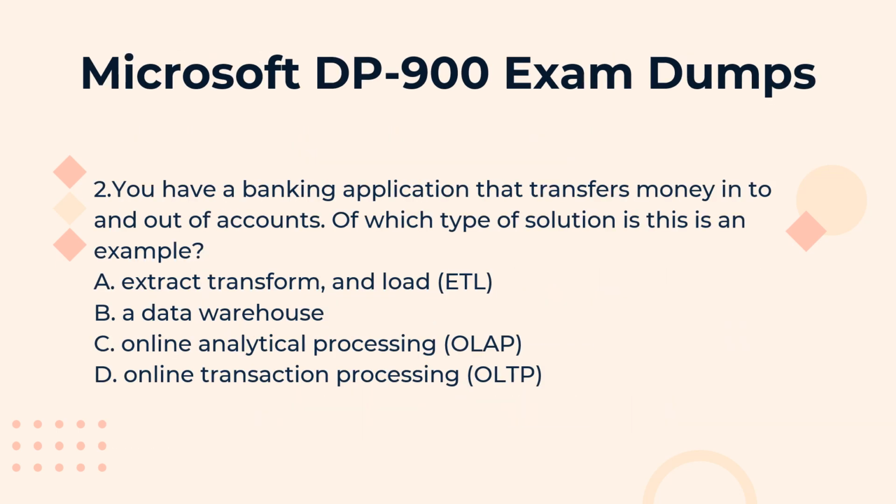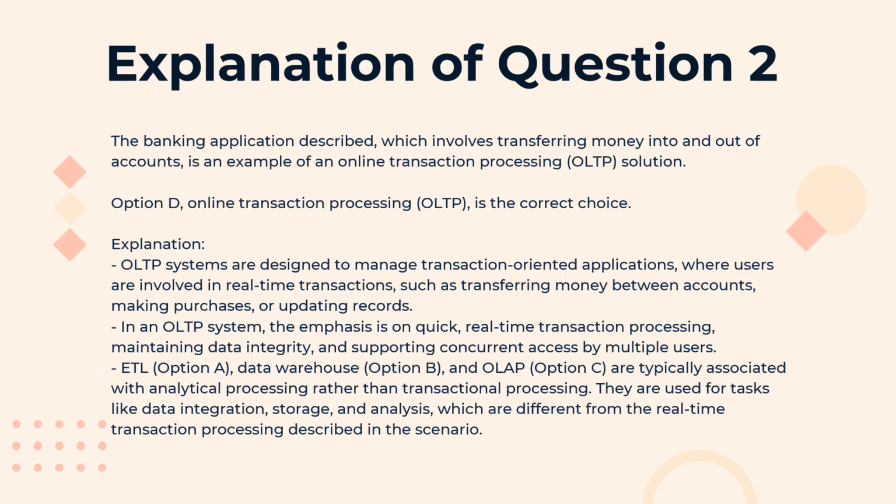2. You have a banking application that transfers money into and out of accounts. Of which type of solution is this an example? A. Extract, Transform and Load, ETL. B. A Data Warehouse. C. Online Analytical Processing, OLAP. D. Online Transaction Processing, OLTP. The banking application described, which involves transferring money into and out of accounts, is an example of an online transaction processing, OLTP, solution.